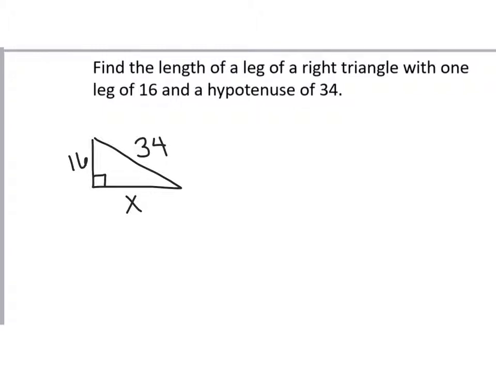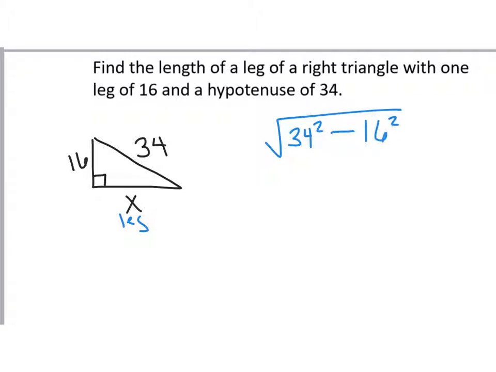Okay, so when I look at this, this time I'm trying to find a leg, so when I do my square root this time, instead of adding, I'm going to subtract. So my two numbers are going to be 34 and 16. The bigger number will always go in first.